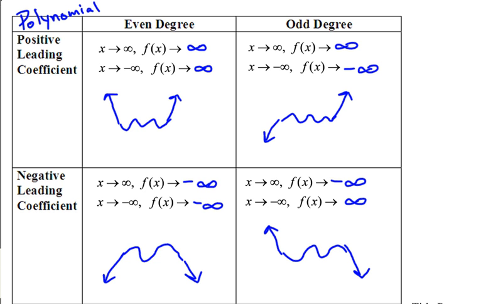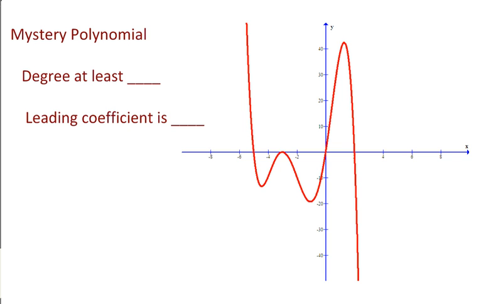All right. Our last thing we want to do is make sure we understand if I've got a mystery polynomial, I can figure out the degree and leading coefficient. So if I wanted to figure out the degree of this one, I just start counting the changes in direction. So I've got 1, 2, 3, 4, 5. So 5 different directions I was going. So my degree is at least 5.